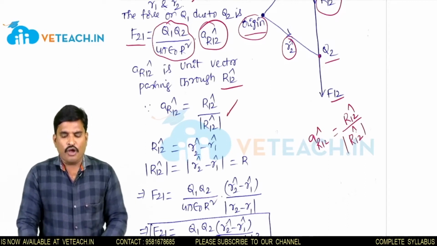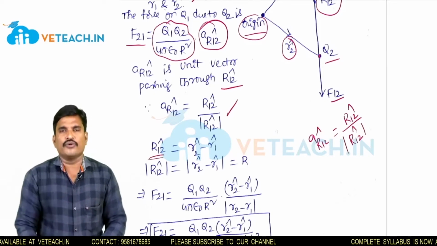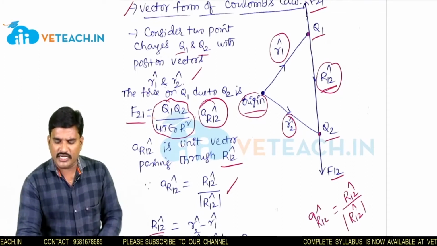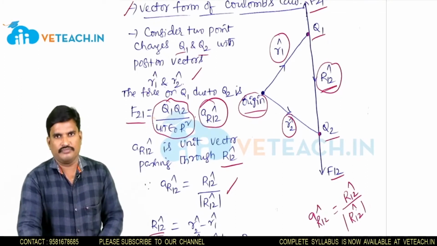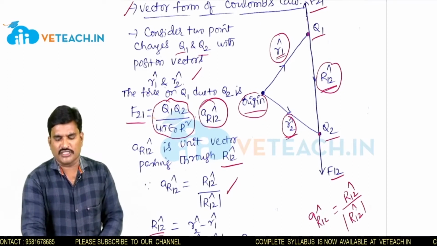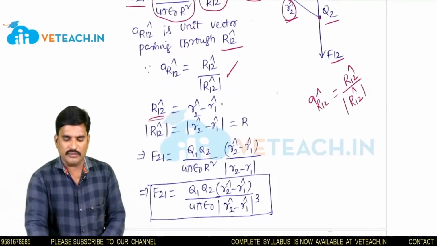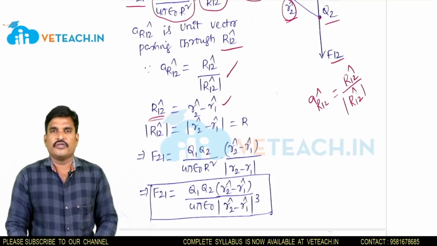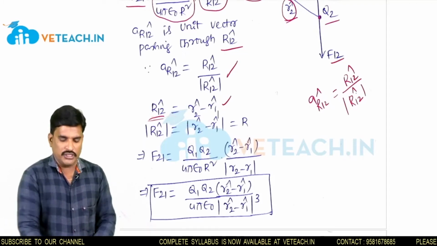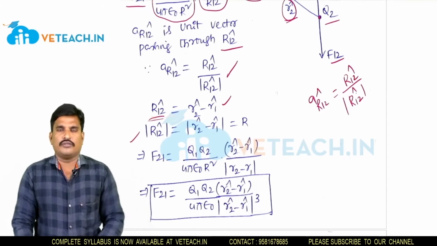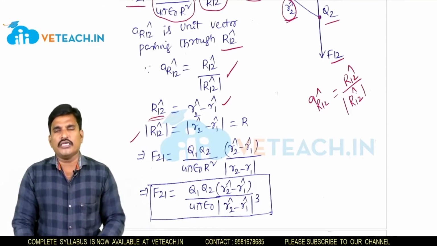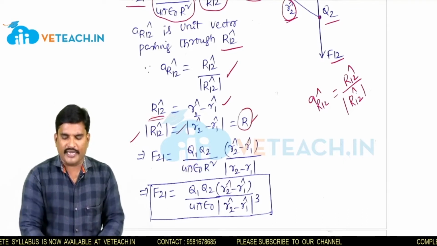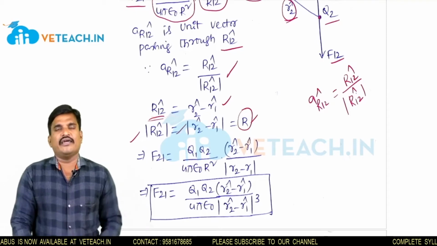Now how do we find R12? Look at the diagram. R12 is calculated by subtraction. R2 is the position vector and R1 is the position vector, so R12 is the subtraction of the position vectors: R2 minus R1. If I take the modulus of R12, modulus is nothing but magnitude, which gives R, the distance, as we already know.